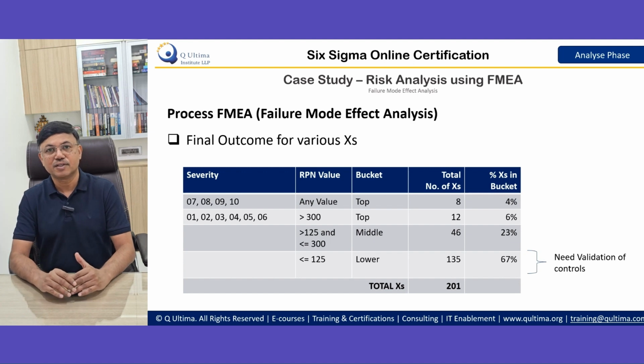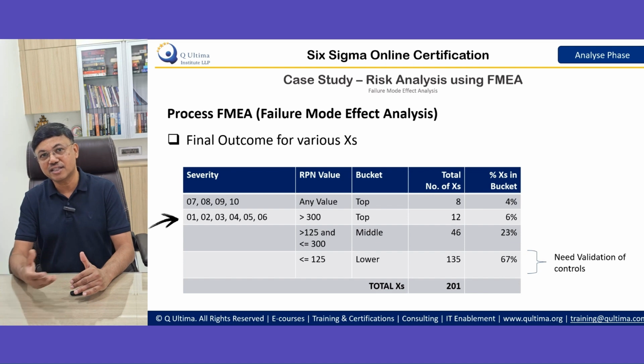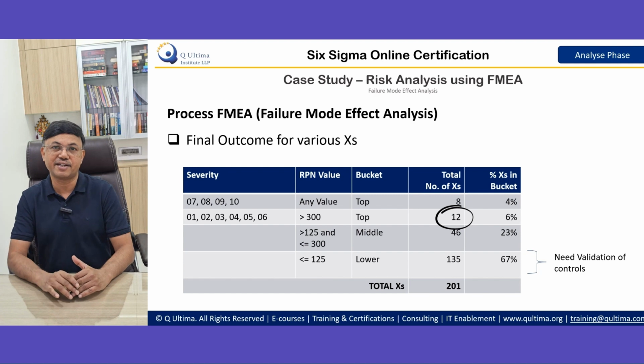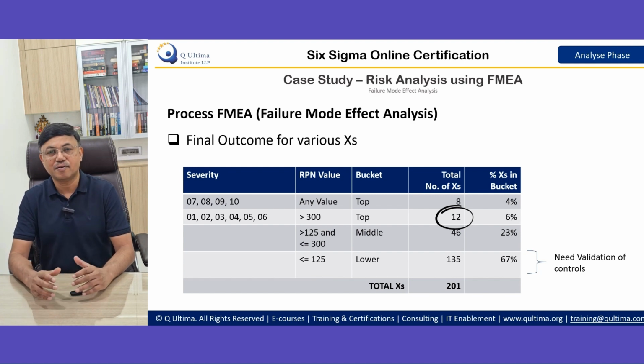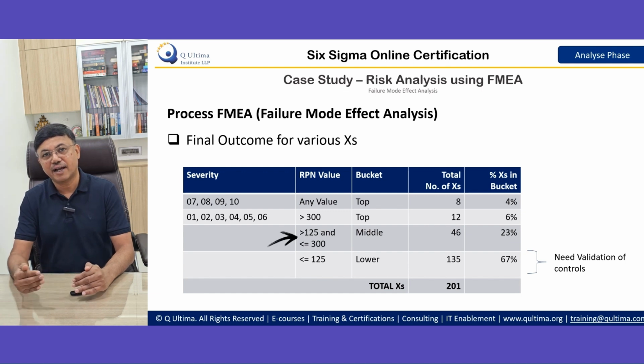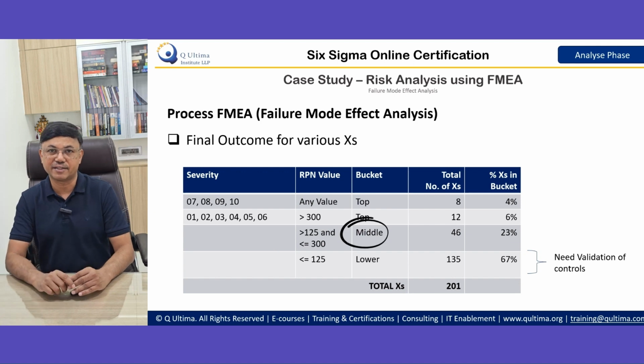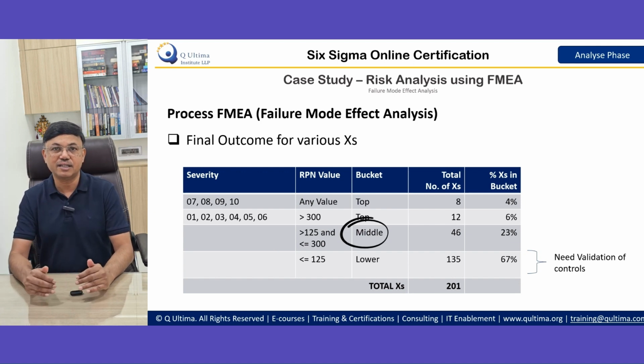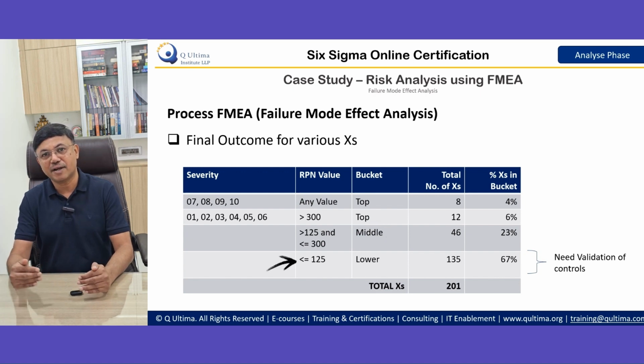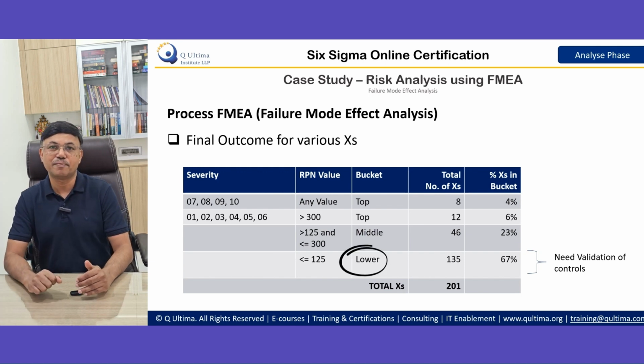Now we come to the ones where severity rating is less than 7, but RPN is more than 300. Such cases are also considered for the top bucket, and 12 such cases the team has identified in this project. Then if the severity rating is less than 7 and the RPN is between 125 and 300, it is considered a middle bucket X. Any severity rating less than 7 and also RPN less than 125, we classify as lower bucket X.